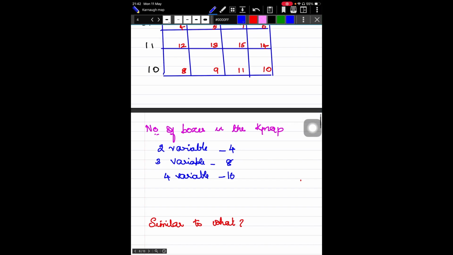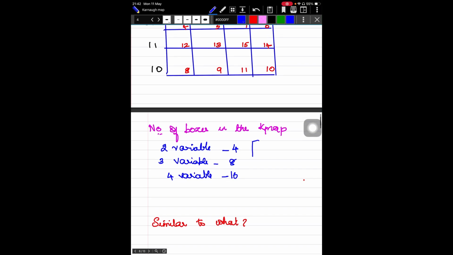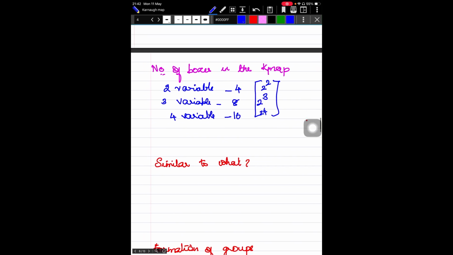How are they related to twos? Right, the number 2. 4 is 2 power 2. 8 is 2 power 3. 16 is 2 power 4. So can I say that the number of boxes in the Karnaugh map will be a power of 2? For example, in a 2 variable Karnaugh map, the number of boxes will be 2 power 2. In the 3 variable Karnaugh map, the number of boxes will be 2 power 3, and so on. So in a 5 variable Karnaugh map, how many boxes will be there? 2 power 5.